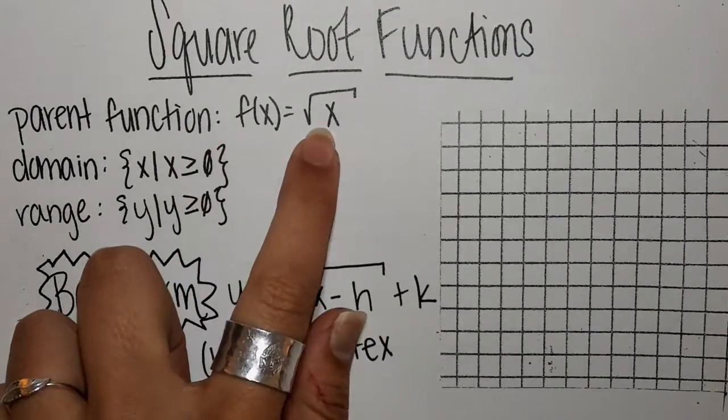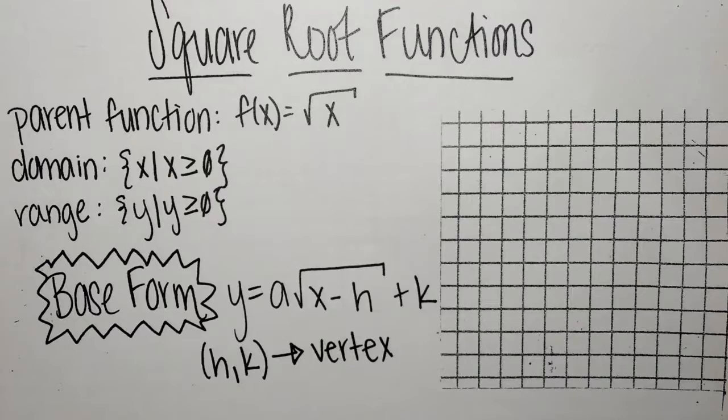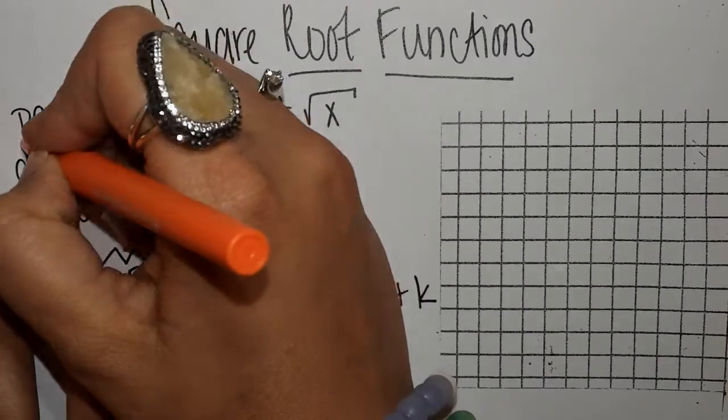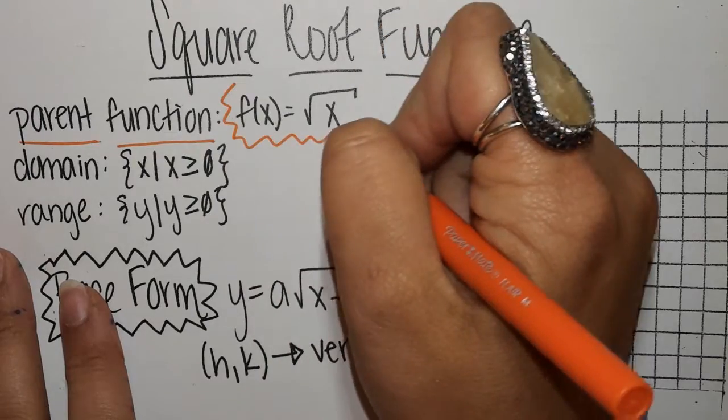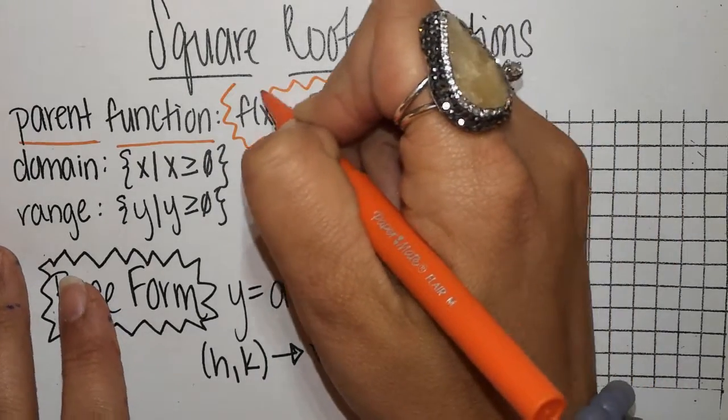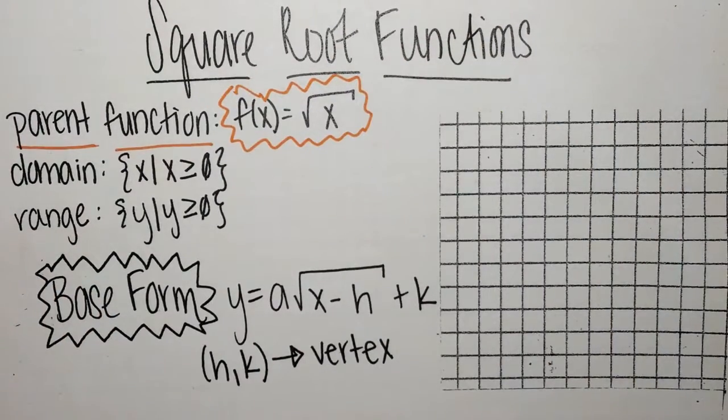This guy right here, this is our parent function. This is the alpha, the omega, the beginning and the end. This is our parent function. And we are about to learn how to graph him. Or her. It.